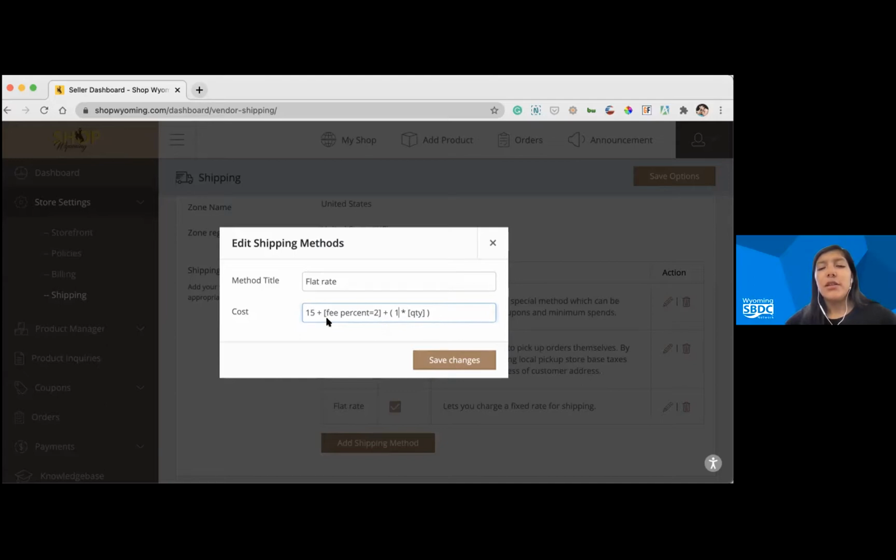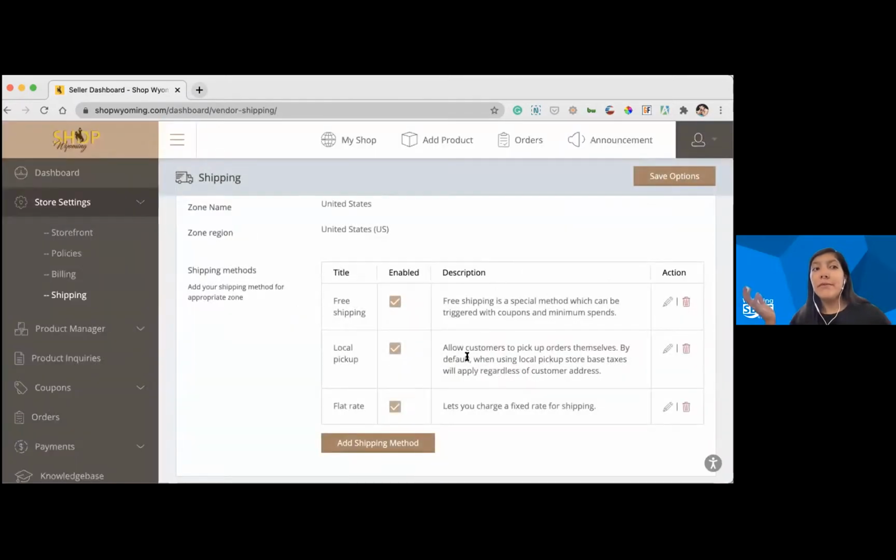So this is pretty much how my rate is going to be automatically calculated depending on the amount of product and the cost to consumer of those products. And you save and it's done. So it's really, really easy to do at the end of the day.